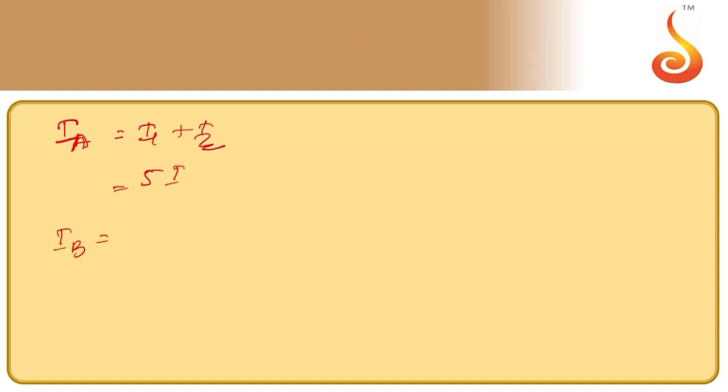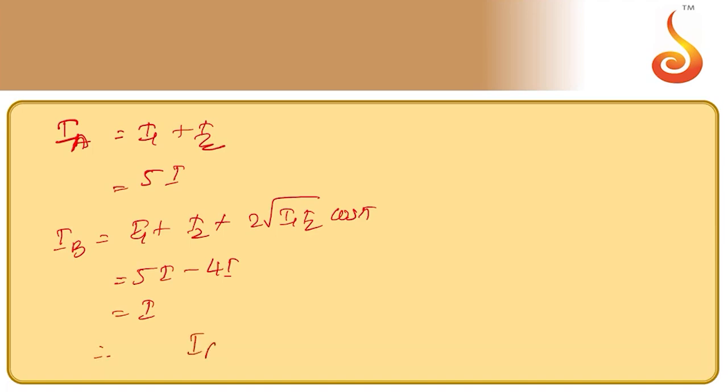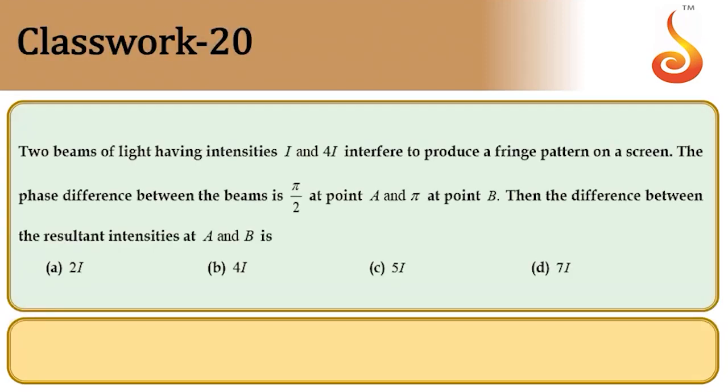And at B, IB is equal to I1 + I2 + 2√(I1I2) cos π. So this is going to be 5I − 4I, that's nothing but I. Then the difference between their intensities, IA − IB, is equal to 5I − I, that is 4I. The difference between their intensities is 4I. B is our correct choice.